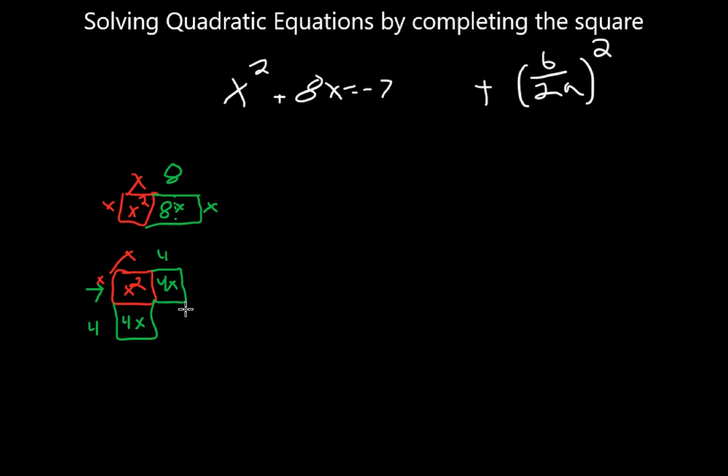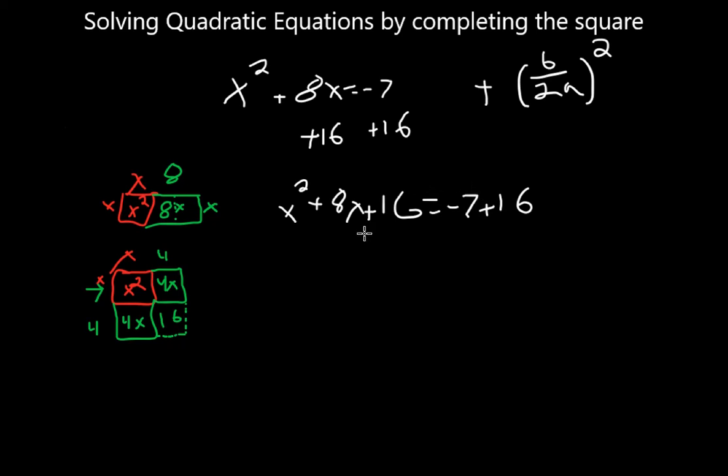And now if we wanted to complete the square, we would need to find this missing element, which is in fact 16. So that means we're going to add 16 to both sides. This will give us x squared plus 8x plus 16 is equal to negative 7 plus 16. Now the reason we're going through this process is because completing the square will allow us to factor this into a binomial squared, which we can easily take the square root of.